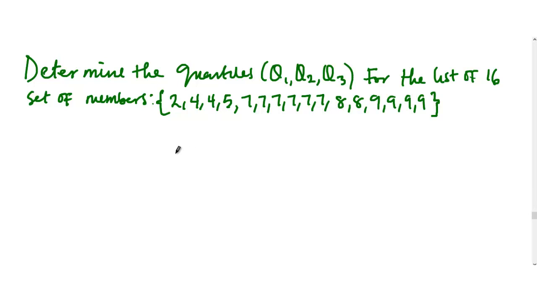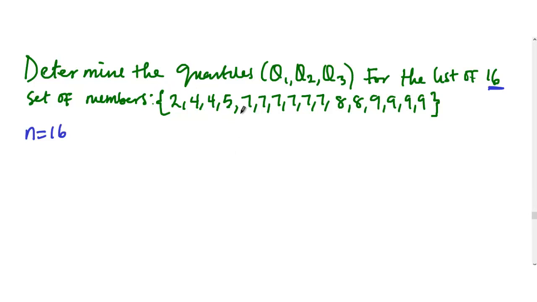So the next thing is to know the number of entries we have. If you look at it, we have 16 of them. So in this case, n is equal to 16. For us to get any quartiles, we must determine their cutoff point, and we must first determine the median of the whole distribution.